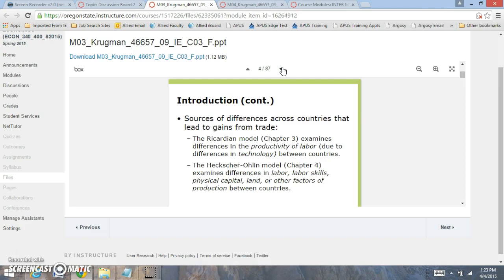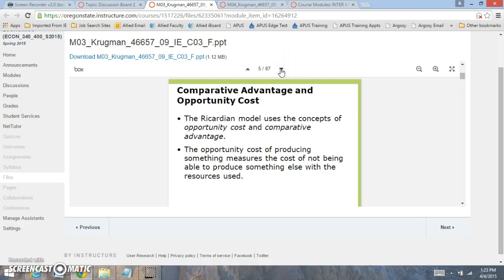You'll notice there's sources of trade as well. The sources of trade are the Ricardian model, which looks at the differences in productivity between countries. Countries that are more productive are going to be able to produce more than countries that are less productive. And then you have the HO model, which looks at differences in skills. So the Ricardian model is looking at concepts of opportunity cost and comparative advantage.